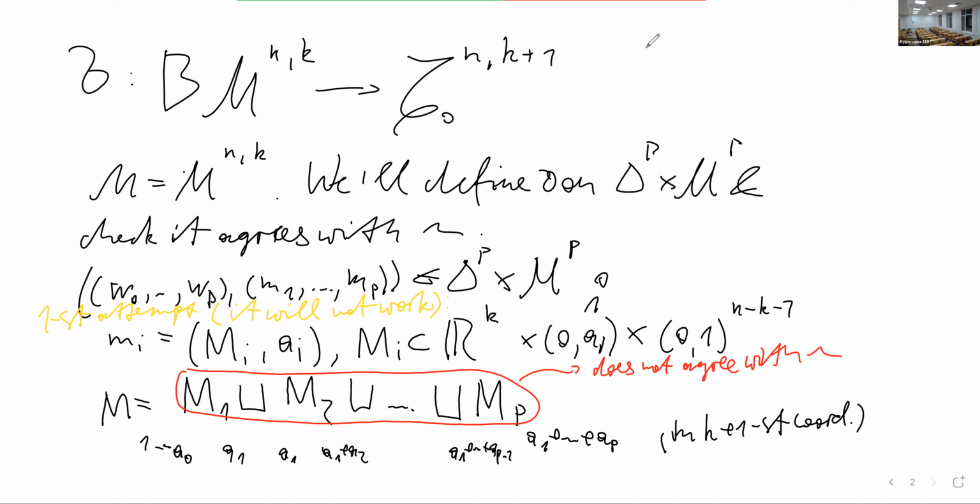What does this mean? This means if I let W_0, etc., W_p be the barycentric coordinates of an element of delta^p, what happens when this element of delta^p tends to an element at the boundary? Well, it depends. It depends on which face this element of the boundary belongs to.